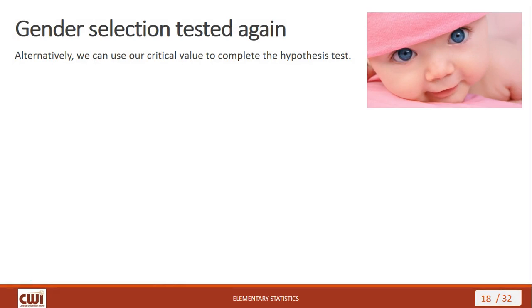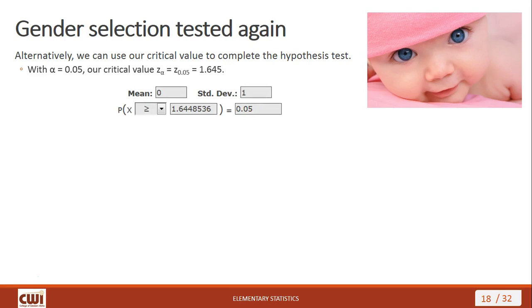Alternatively, we can use the critical value to complete our hypothesis test. Let's see how this is done. With a significance level of 5%, this means we have a critical value of 1.645. Again, we've calculated this before in previous chapters, but if you want to go back into StatCrunch, use the calculator for the standard normal distribution, put in 5% for your area, and you see that the horizontal value that comes out, the critical value, is 1.645.